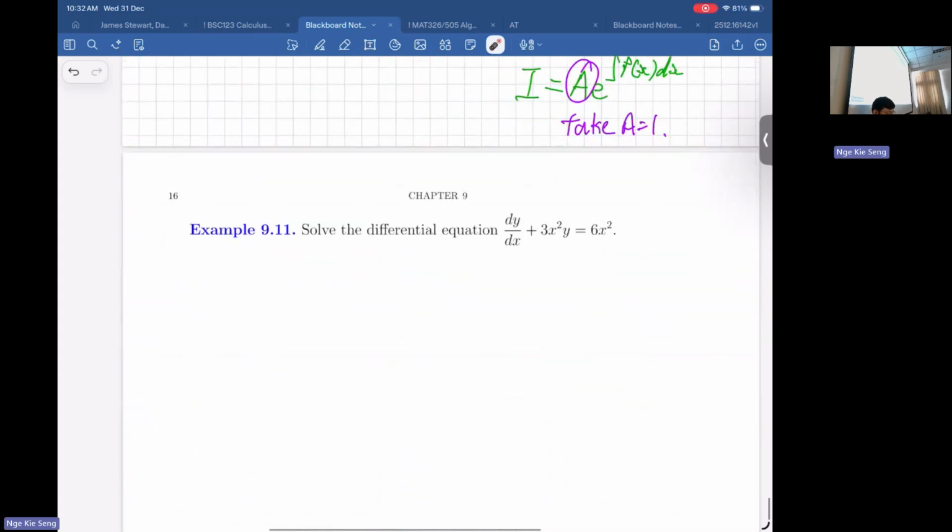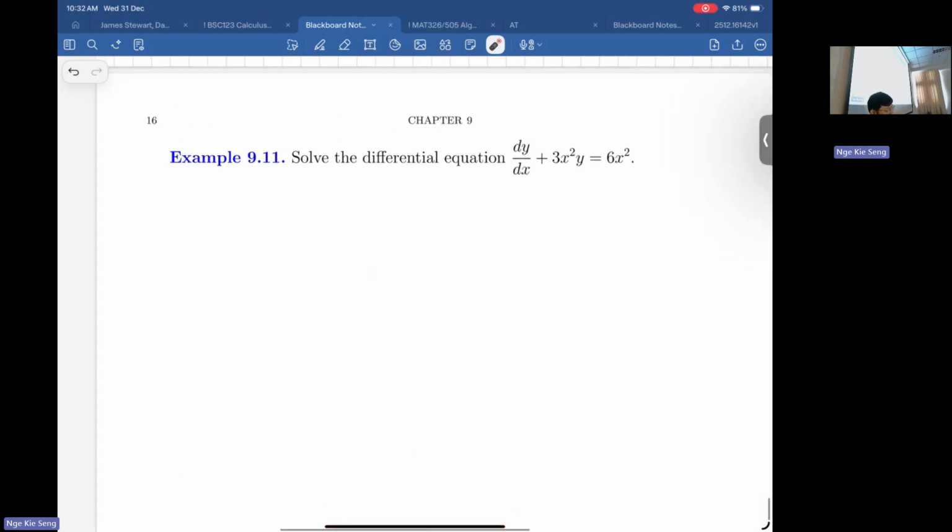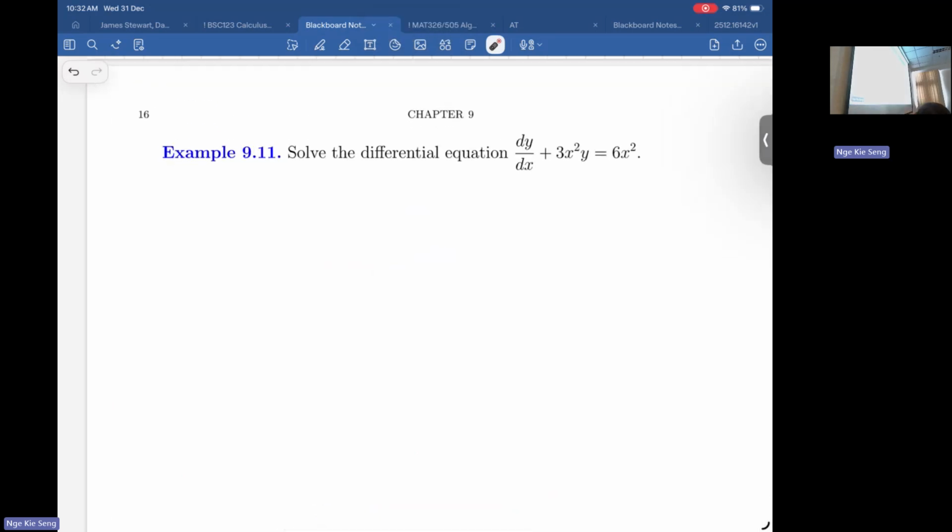All right, so let's look at this question here. Maybe I give you 2 minutes to try and find what is P, what is Q, and then try and solve for y. This is a perfectly good first order linear equation because it just involves dy/dx, and only y to the power 1 is involved. So try and find your P and Q.